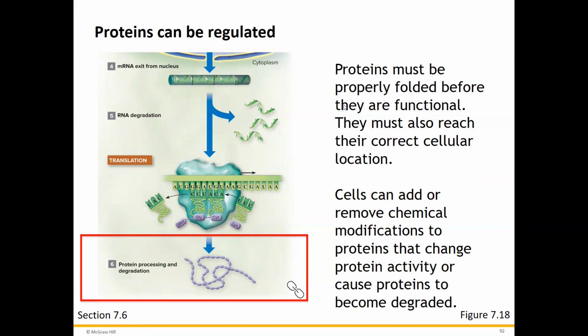Eukaryotes regulate gene expression using many mechanisms to control if a gene is expressed, the speed of expression, and how long it is expressed.